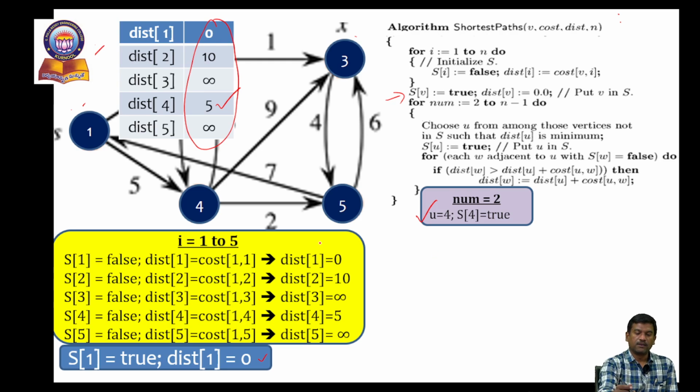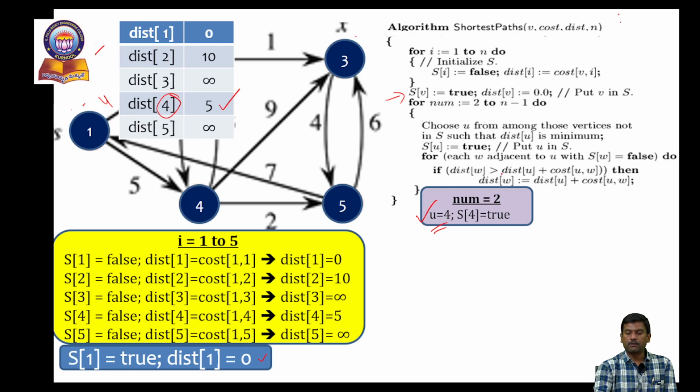If you consider this distance matrix, you have to choose the vertex which is the minimum. Here you can observe 0, 10, infinity, 5 and similarly infinity. As I mentioned, you have to exclude 0 and similarly infinity. The other values are 10 and 5. So 5 will be the minimum. Consider this vertex and store it as the u value. That is u equal to 4.